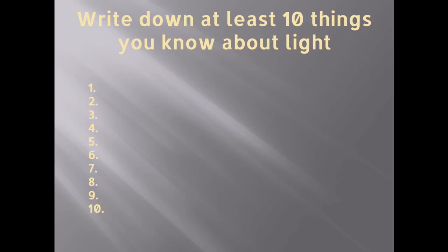You might have said that some objects give out light. You might even have used the word luminous to describe that. Some objects you see because they reflect light, non-luminous. So there's 10 things. You might have said some others, but there's 10 things that you might have said.